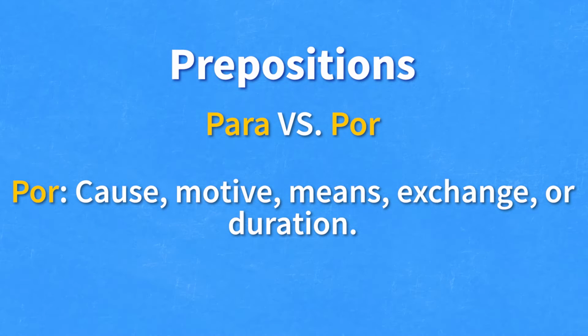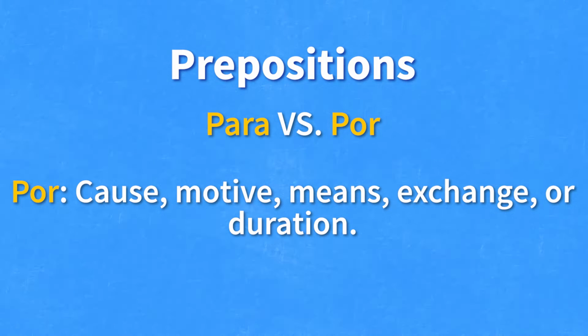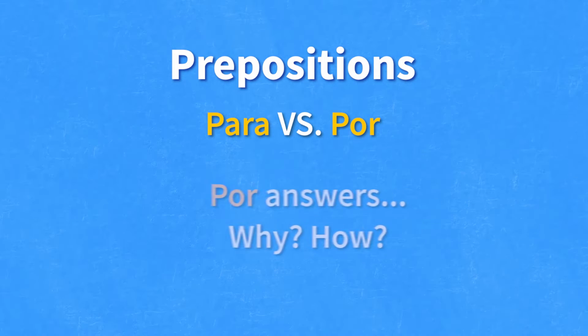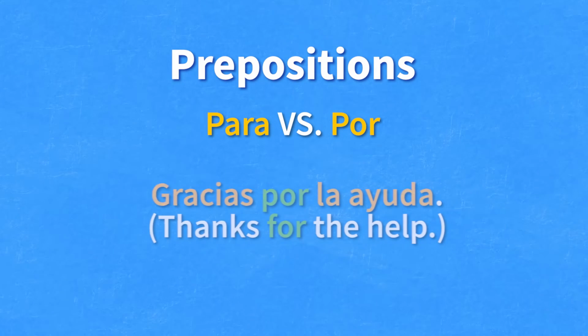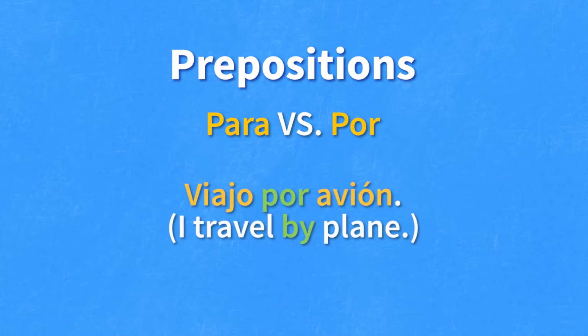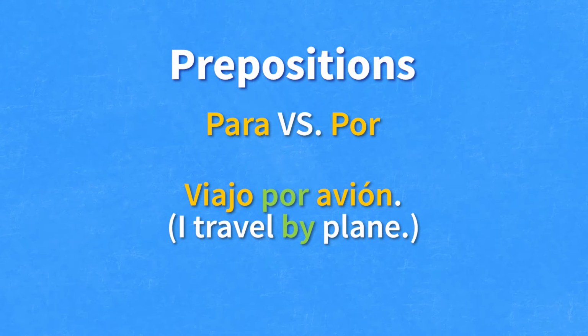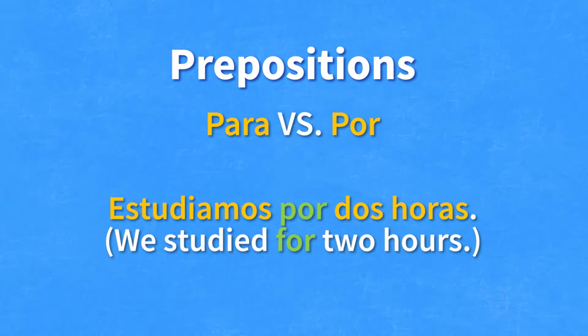Por, for, is used for cause, motive, means, exchange, or duration. Por answers why or how. For example, gracias por la ayuda. Thanks for the help. Viajo por avión. I travel by plane. Pagué 10 euros por el libro. I paid 10 euros for the book. Estudiamos por 2 horas. We studied for 2 hours.